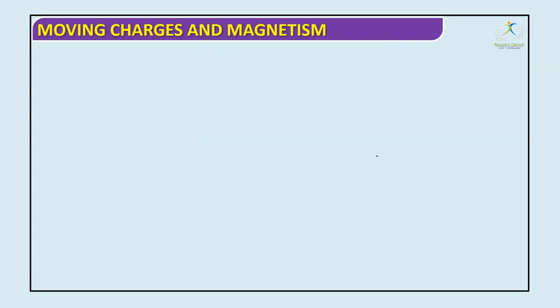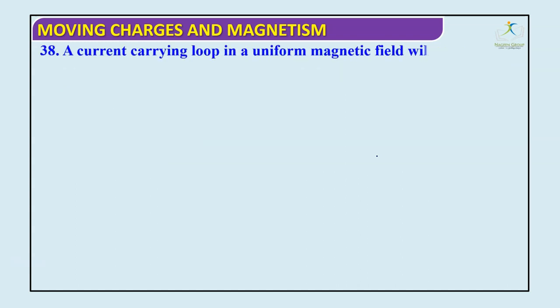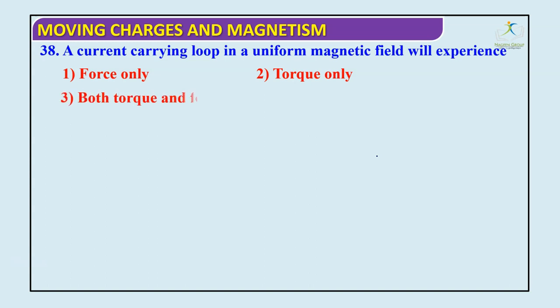Moving to the next question: a current carrying loop in a uniform magnetic field will experience force only, torque only, both force and torque, or neither torque nor force. If I take the solution criteria, when current passes through, the magnetic field lines cross through the loop, and in this scenario the force ultimately turns into torque. So the correct answer for this question is torque only.